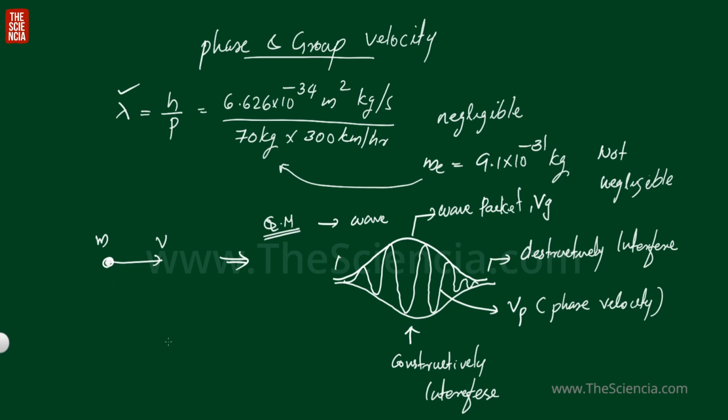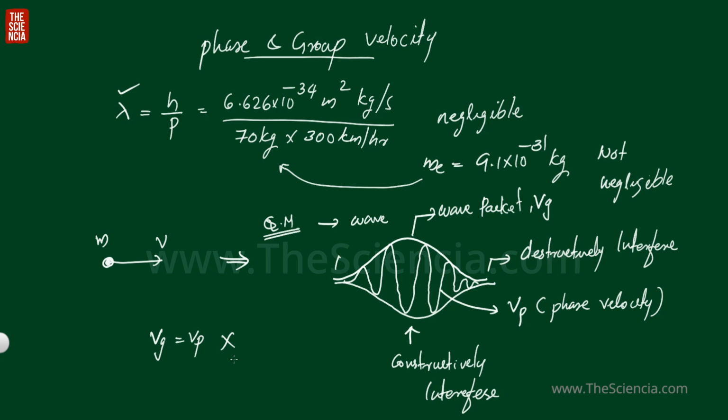So under this section, phase and group velocity, my question is: is Vg equal to Vp? Is it always Vg equal to Vp? No. There are different cases. We will discuss the different cases for Vg and Vp.